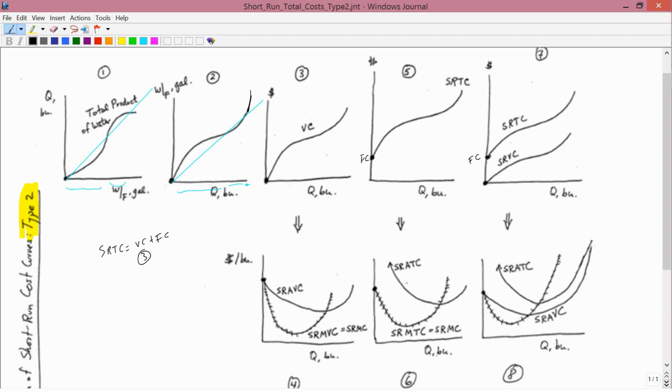Before I move to that, notice two things. As we said before, the shape of short run total cost and short run variable cost is the same, and therefore the marginal of short run total cost is going to be the same as the marginal of short run variable cost, and so we just call it short run marginal cost. And you see that reflected in the equal sign here and here.